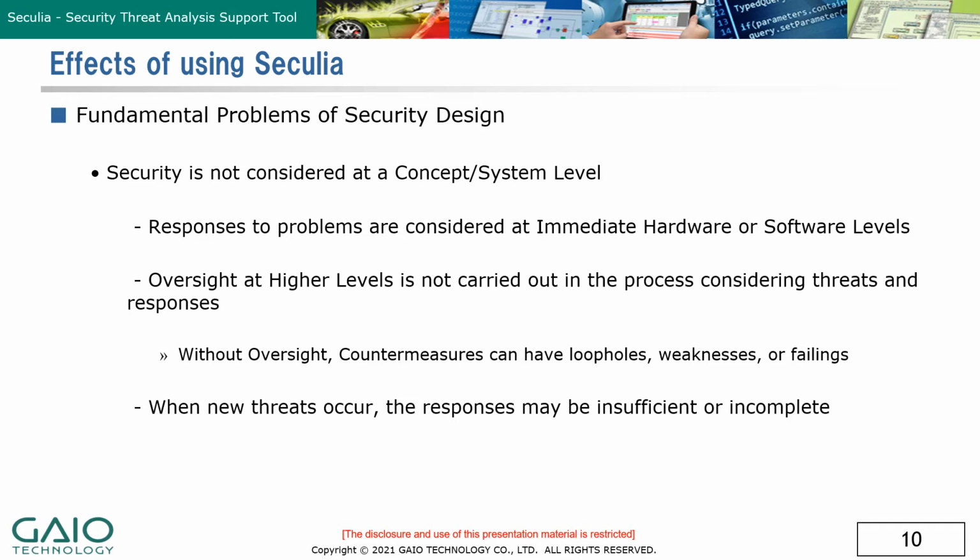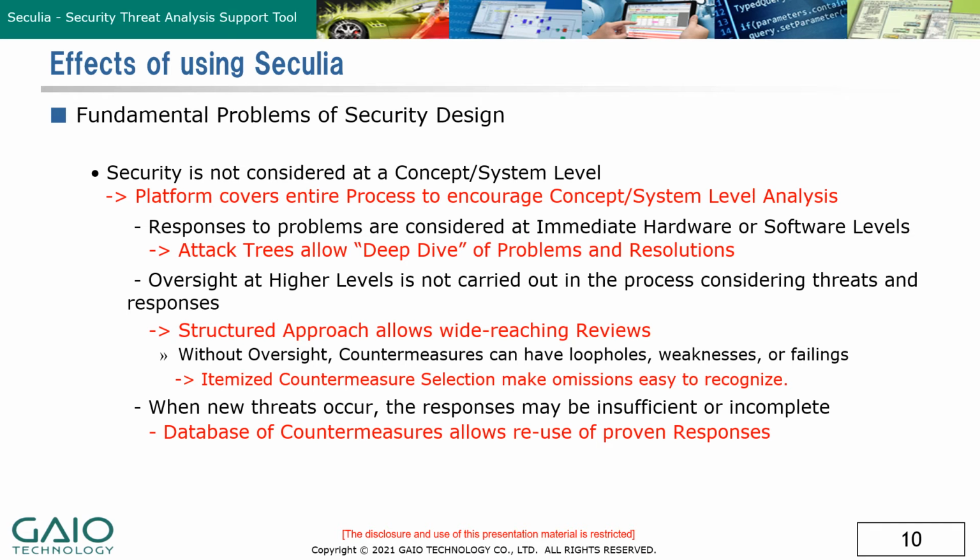Among the benefits of using Seculia is that it can help overcome the problem that system security is rarely considered at a concept level, but more often as an afterthought to system design. Because of this viewpoint, the responses to problems are often localized to where the problem occurred and do not address the weakness in the system as a whole, meaning that loopholes or reoccurrences can happen and similar threats elsewhere in the system can go untreated.